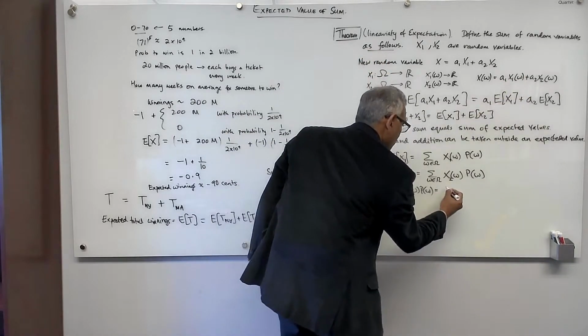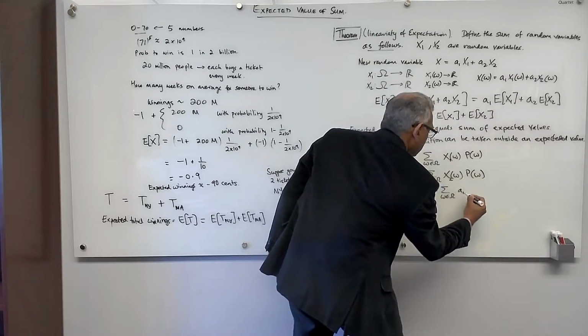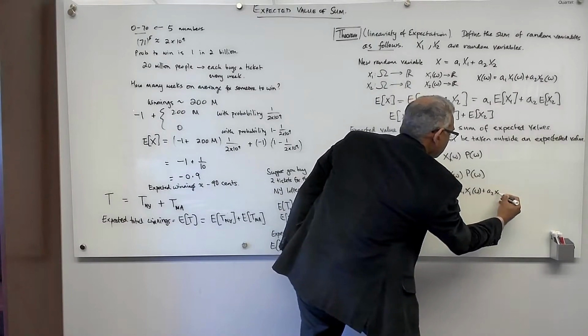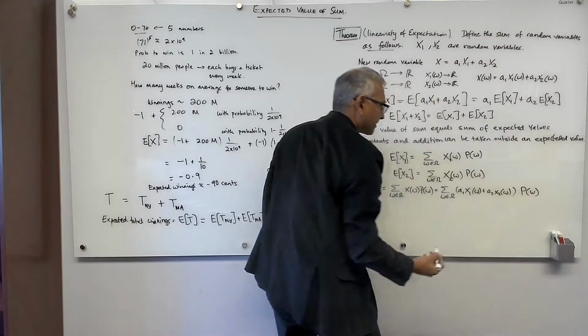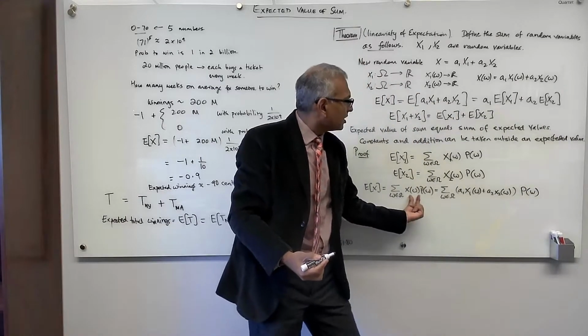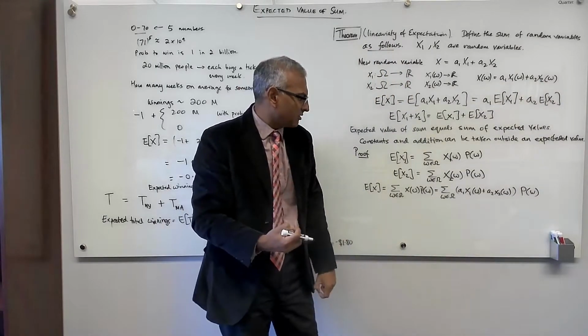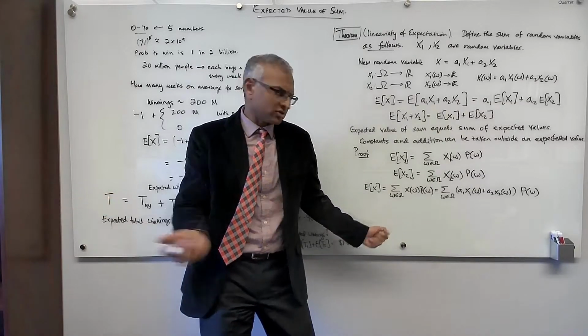So this is equal to the sum over your outcomes of a1 x1 of w plus a2 x2 of w, times p of w. Okay? And where's that coming from? X of w, we defined it here. We defined what it meant to be the sum of random variables. But now it's a straightforward use of the rules for summations.